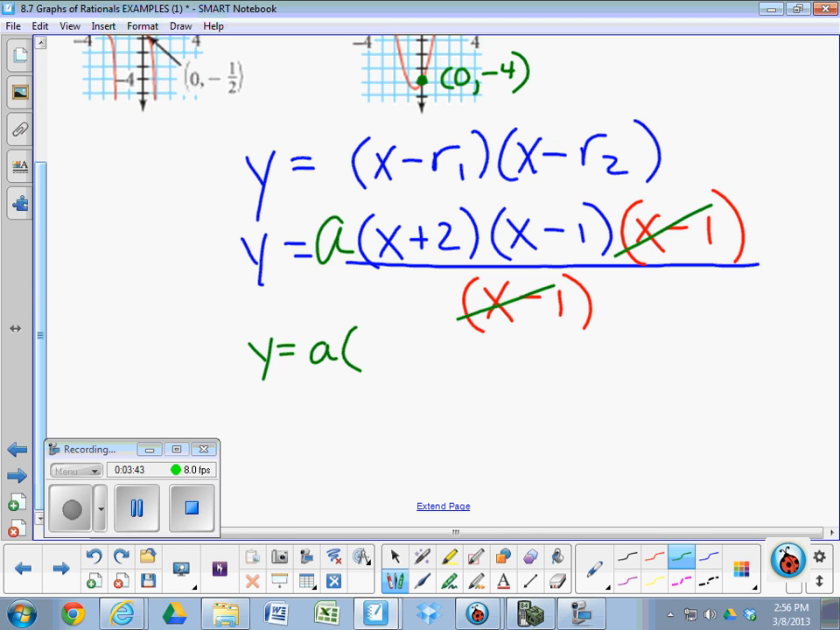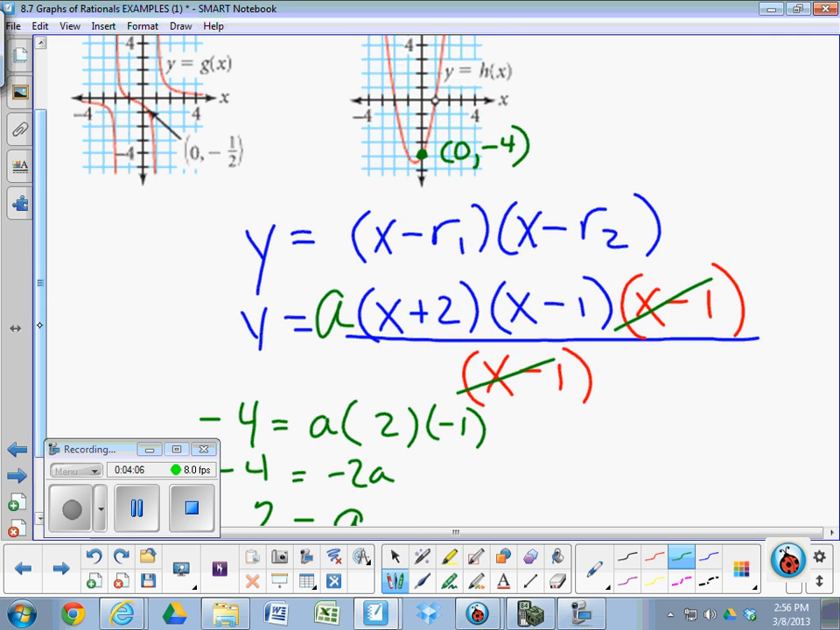What's 0 plus 2? Oh, you remember what we would do? We would actually put -4 in for y, while we put 0 in for x. So you get -2a equals -4. So there is a dilation. A must be 2. Okay, so the A must be 2.